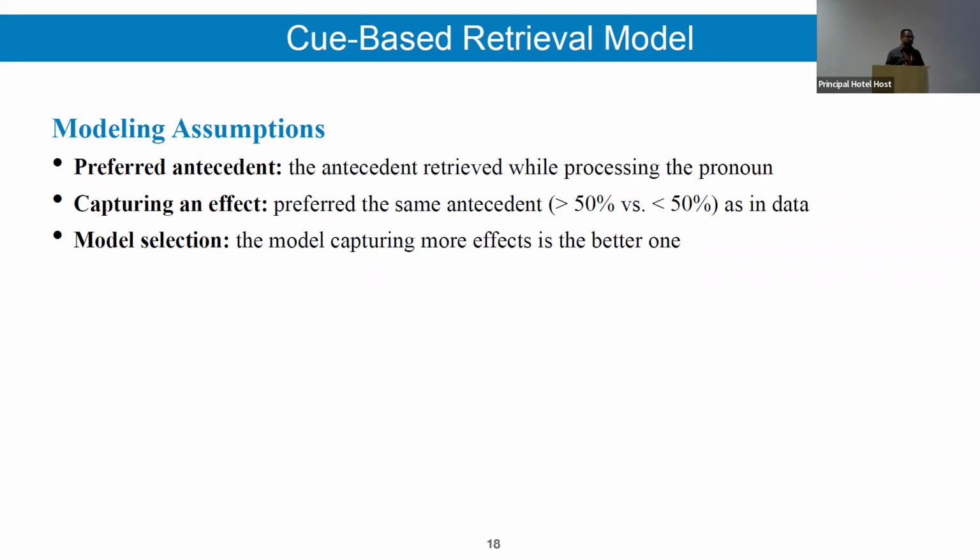And how do we say that the model captures an effect? We are making a simpler assumption here. If, across all simulations, the model prefers one antecedent in more than 50% of the trials, then that would be the antecedent that is preferred in general. So it's not the exact percentages that we are trying to model, but just the preference, in terms of whether it is above chance or not. And then we select the model that captures most of the effects in the data.